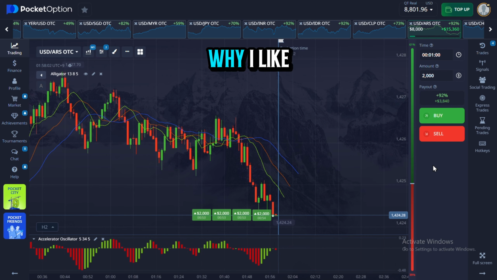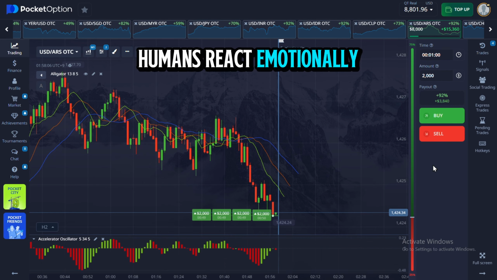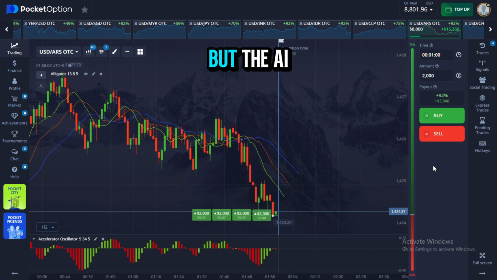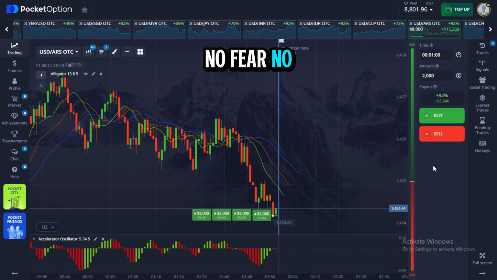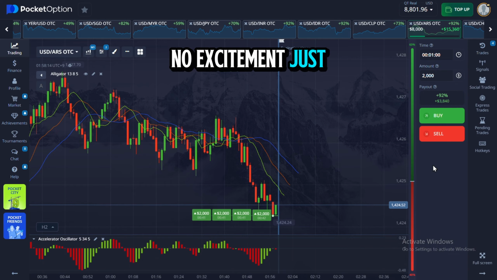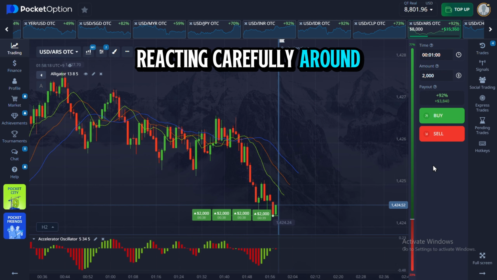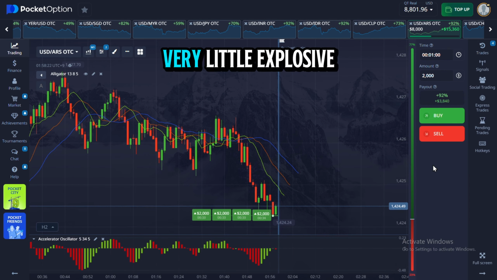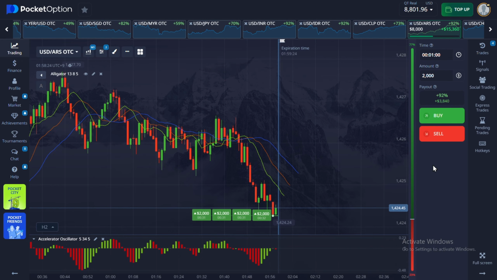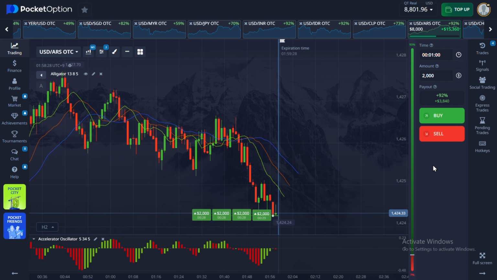This is exactly why I like structured AI systems. Humans react emotionally when candles move quickly, but the AI focuses only on logic and data. No fear, no panic, no excitement, just structure. Now you can see the market reacting carefully around this level. Small candles, controlled movement, very little explosive pressure. That's exactly what the AI wanted to see before the response.